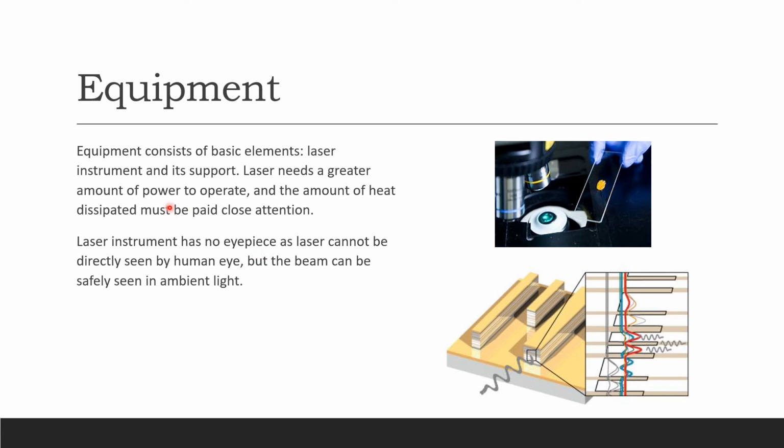Okay, equipment. Equipment consists of the basic elements in a laser instrument: the laser instrument and then your support. Support, again, is for alignment and a quick setup. A laser needs a greater amount of power to operate, because you have to energize the solid or gas, and there is the amount of heat produced every time you energize a solid or a gas.